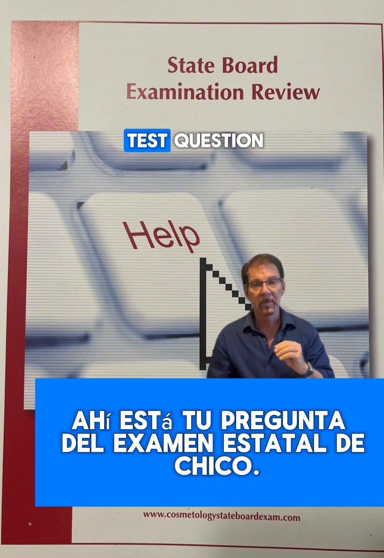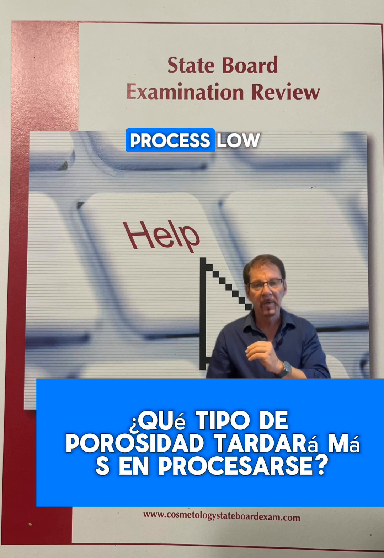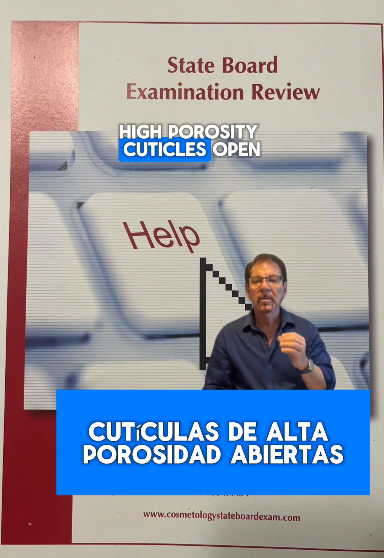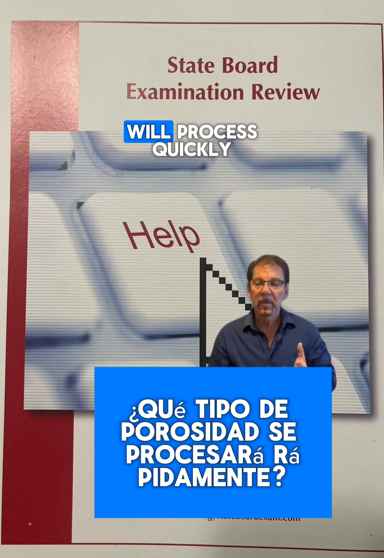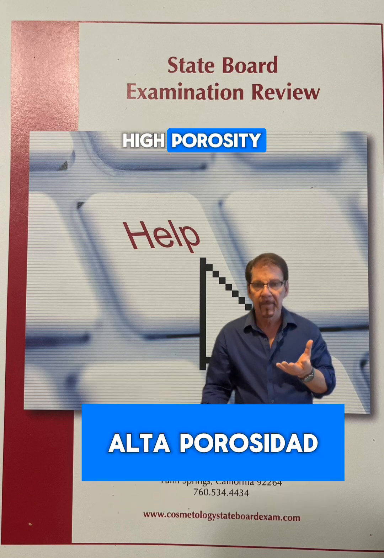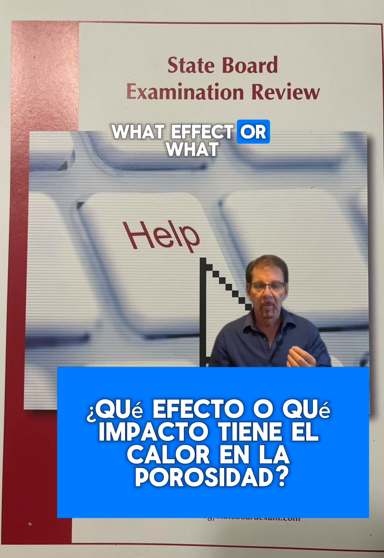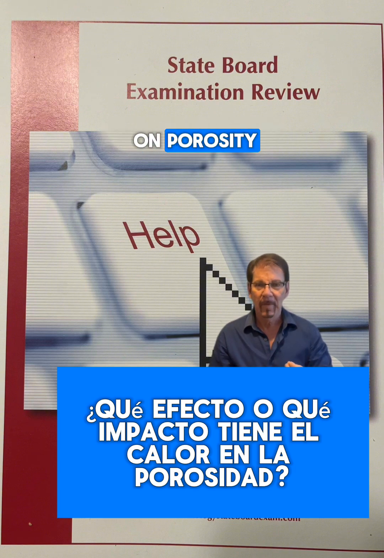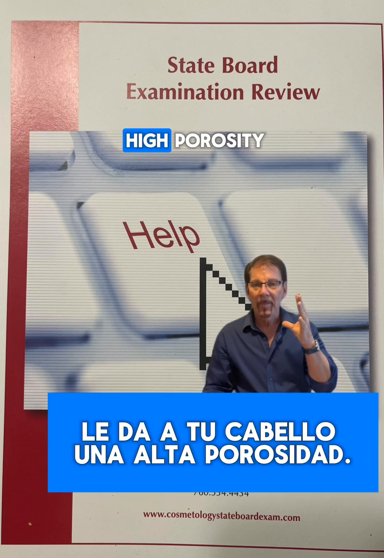There's your state board test question. What type of porosity will take longer to process? Low. High porosity cuticle is open. There's your state board test question. What type of porosity will process quickly? High porosity. Now here's one of the state board test question. What effect or what impact does heat have on porosity? Well, heat opens the cuticle of your hair. It gives your hair high porosity.